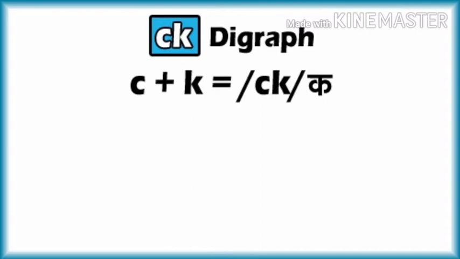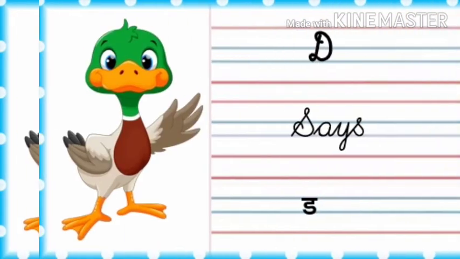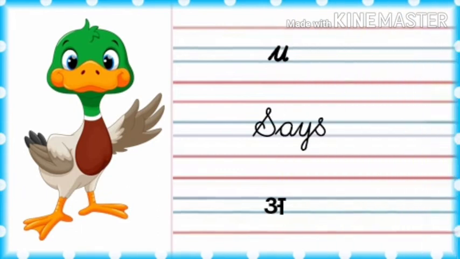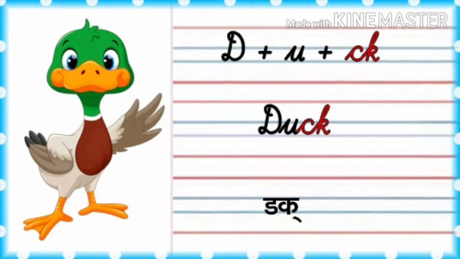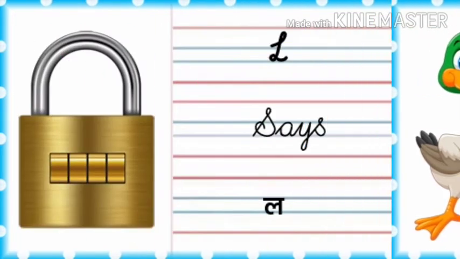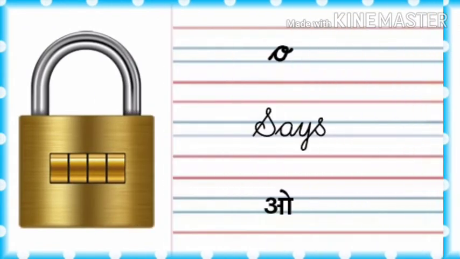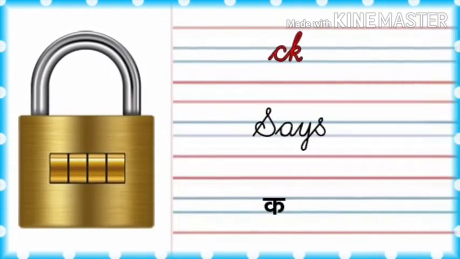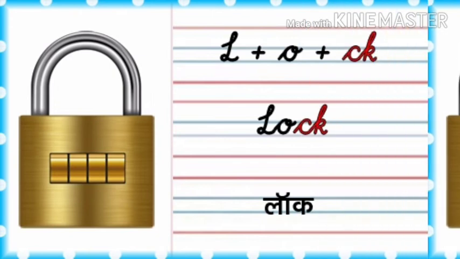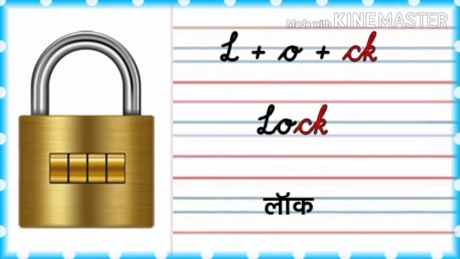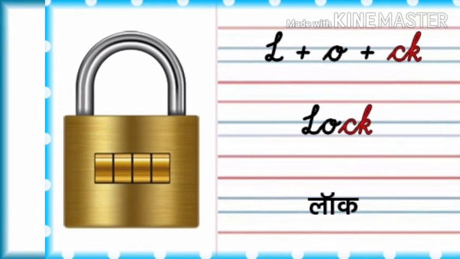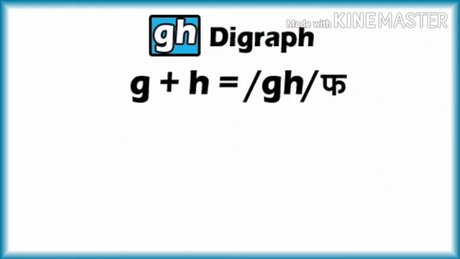Digraph CK says k. Words with k sound. D says d. U says u. CK, k. D-u-k, duck. One more word of k sound. L says l. O says o. CK, k. L-o-k, lock. Digraph GH says f.